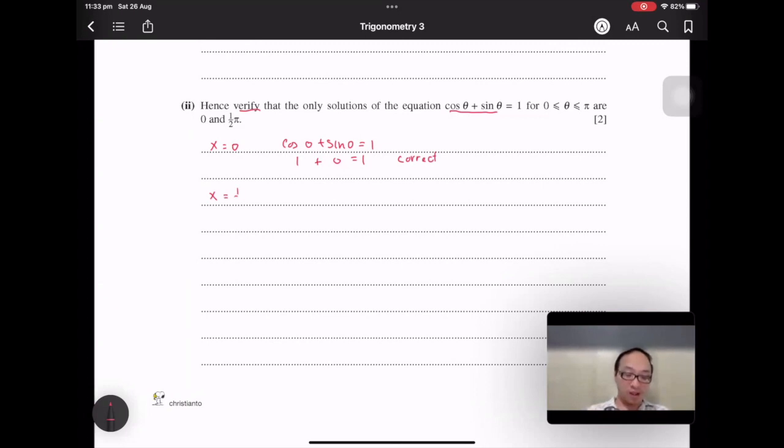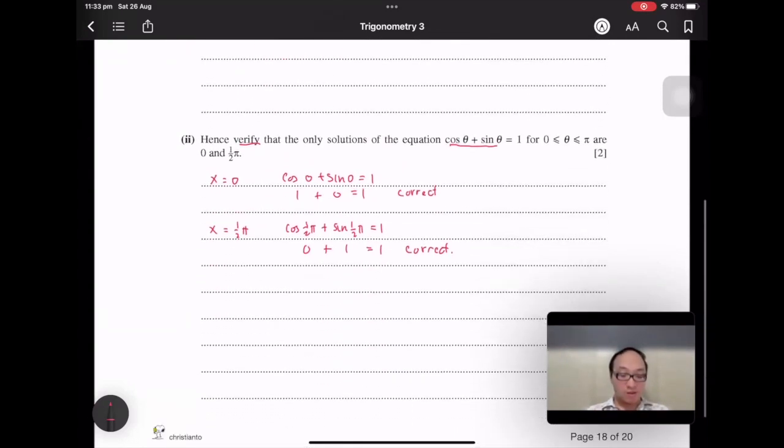When x equals half pi, it becomes cos half pi plus sin half pi equals 1. So this is 0 plus 1, which equals 1. So this is also correct. So x equals 0 and x equals half pi are the solutions to this equation.